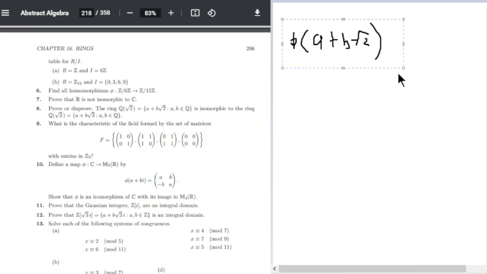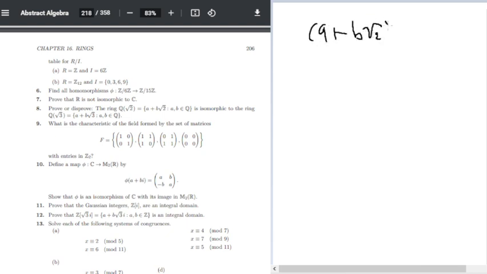So like, (a + b√2) squared is equal to a squared plus 2b squared plus 2ab√2. And it's easy to see that this doesn't hold in √3 because of this 2 here.